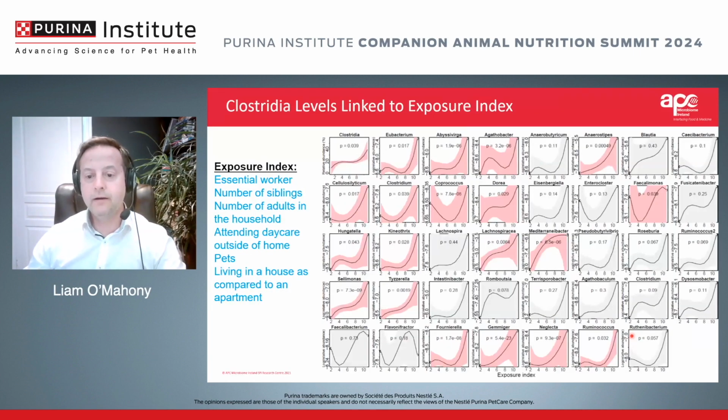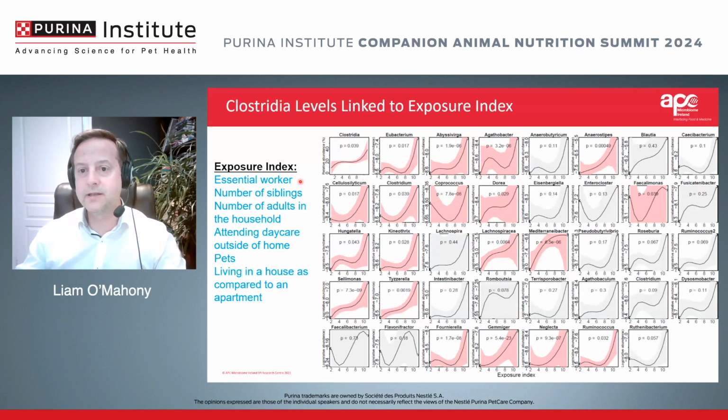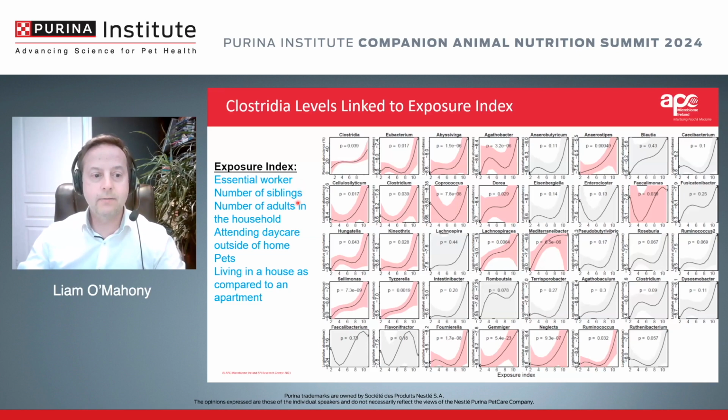And if we look at where a lot of these spore forming bacteria, such as the class of Clostridia, are coming from, what we calculated here was an exposure index. So we added 1 or 2 in the number scale, depending on the children's exposure during the first year of life to what's called an essential worker. So that's someone who was allowed to work outside the home, how many siblings the child had, number of adults in the household, if they were able to attend daycare or not outside the home, having pets in the home, living in a house compared to an apartment. So the bigger the number, the more of these exposures that they have.